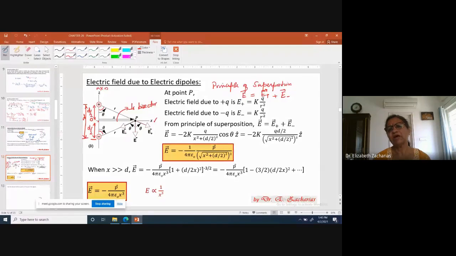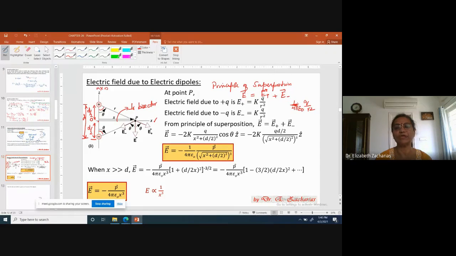Instead of writing 1 by 4 pi epsilon naught, I'm going to put a K. So what will be the electric field at a distance R? This distance is R, this distance is also R. What will be the electric field due to a point charge? You know, electric field due to a point charge is 1 by 4 pi epsilon naught Q by R squared. So we are just going to use this.